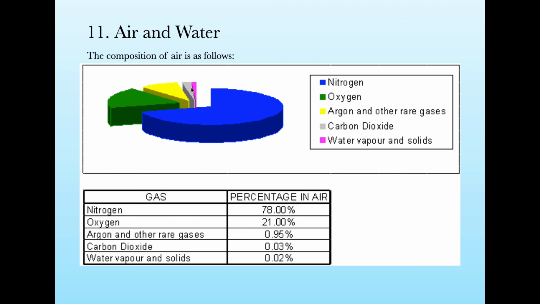Carbon dioxide, which obviously is a big problem as this grey chunk is increasing, and water vapor and solids or particulates, as they're often called. Very small percentage, but these things affect us greatly. Okay, you need to have an overall idea of the composition of air. So we talk about 78% nitrogen, 21% oxygen, and then about 1% of the other things. And remember what the other things are, essentially. You won't be asked exact figures on the other things.